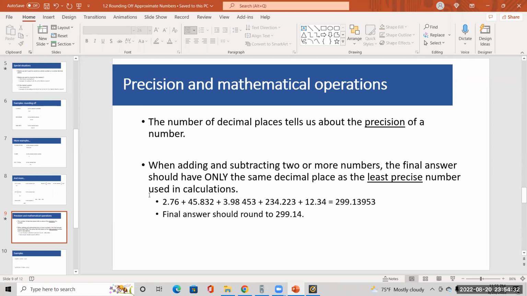So keep that in mind. That's always a test question and people always miss it. Just because this is what the calculator gives you, remember that you need to round to the best place.